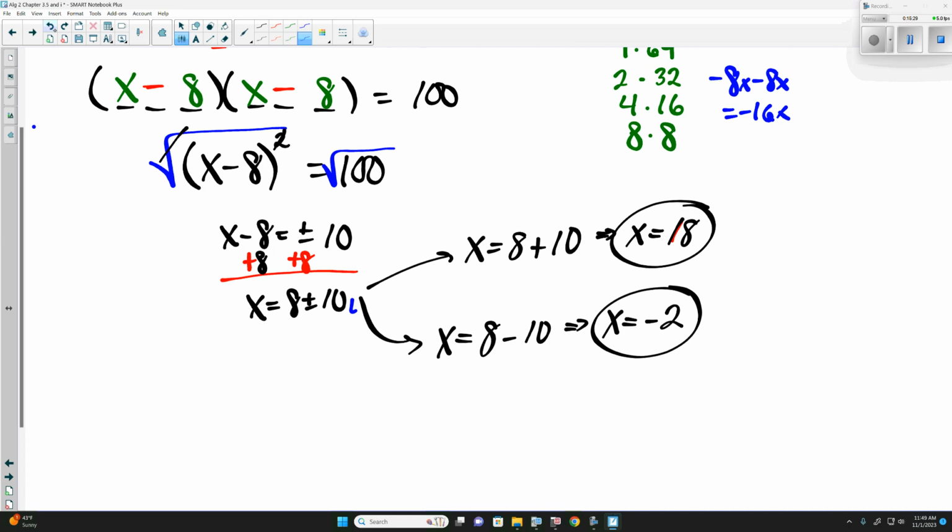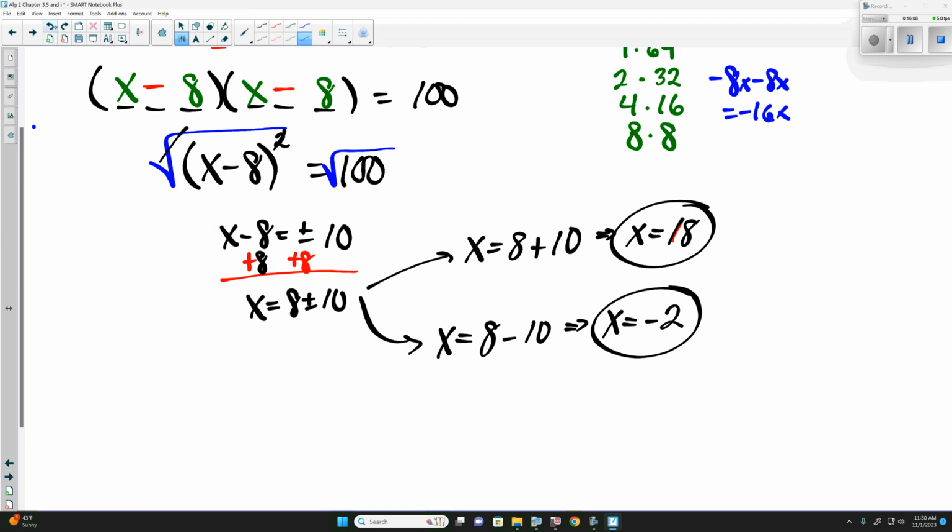But since we got 8 plus or minus 10, we're going to actually add the 2 and subtract the 2 from each other. Does that make sense? But that's it. Yes. Any questions on this here so far?